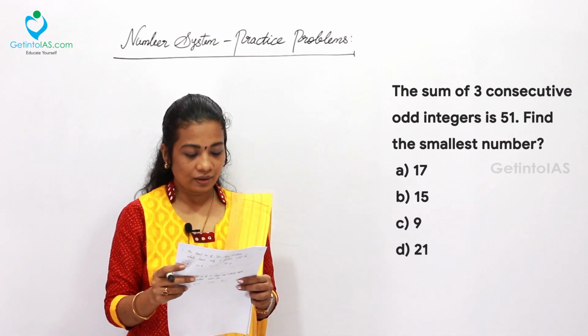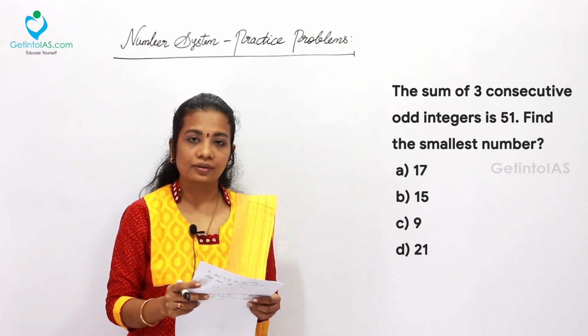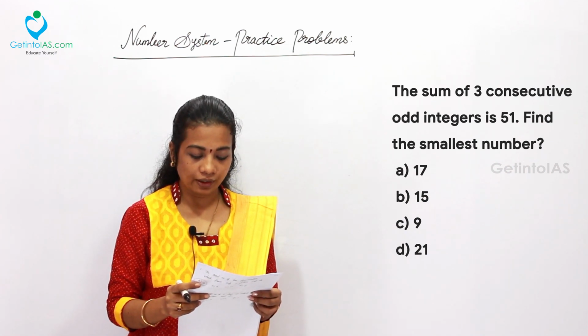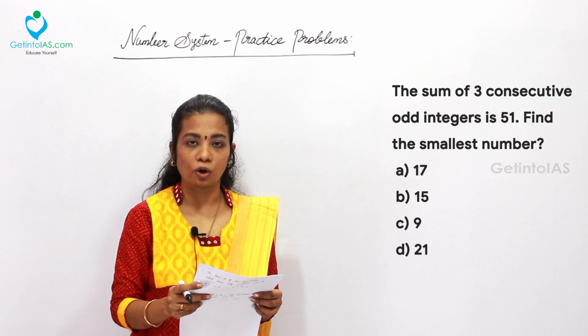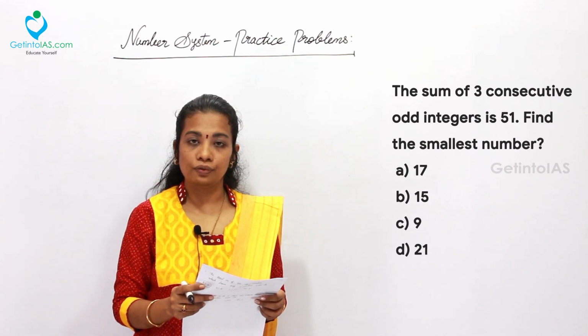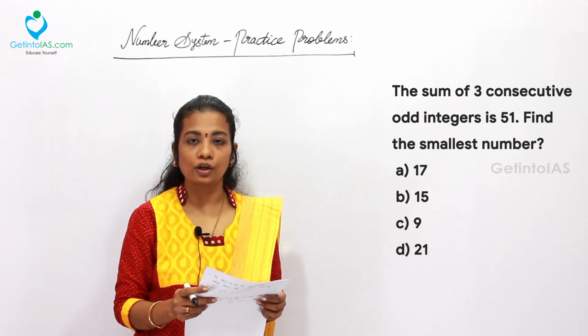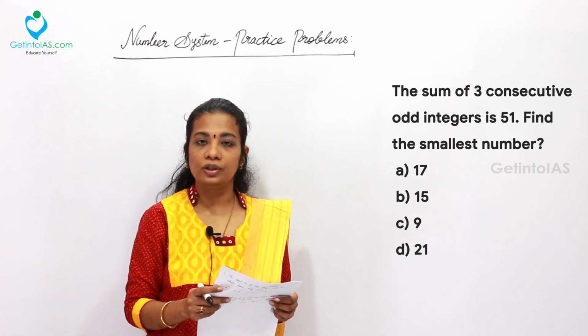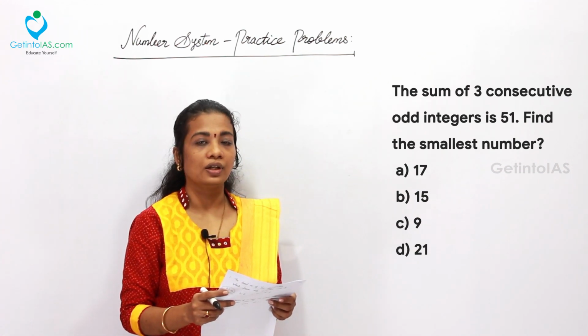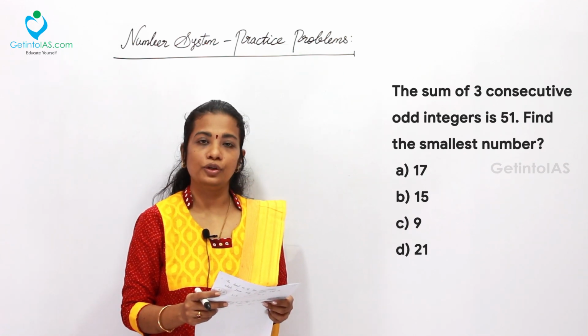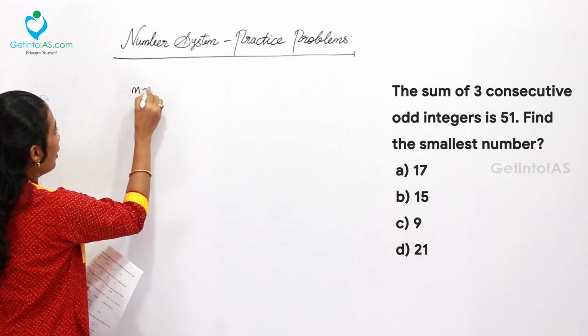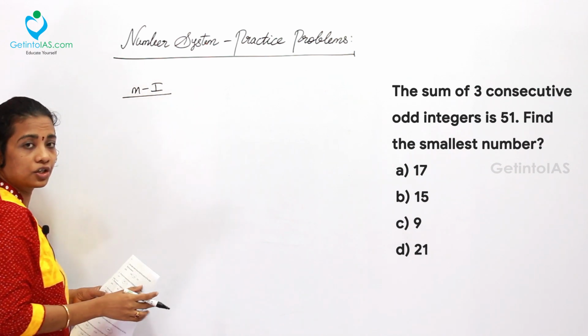The next question. The sum of 3 consecutive odd integers is 51. Find the smallest number. Here in front of you 4 options are given: 17, 15, 9 or 21. So let's do this with the traditional method first, then we can also use the smart way to answer this. So method 1, the traditional way.